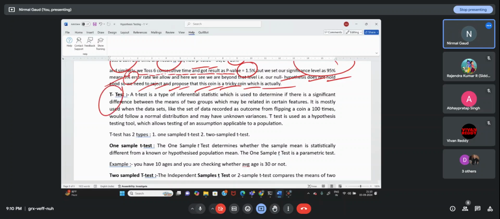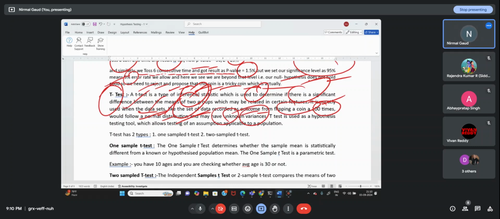Now, t-test. I already told you that if you are having a sample of the data, we apply the t-test over it. It is an inferential test which we use to determine if there is a significant difference between the mean of two groups. So in general, we take two groups. It is mostly used when the data set, recorded as the outcome of flipping a coin 100 times, would follow a normal distribution and may have unknown variance. Just a statement mentioned related to it.